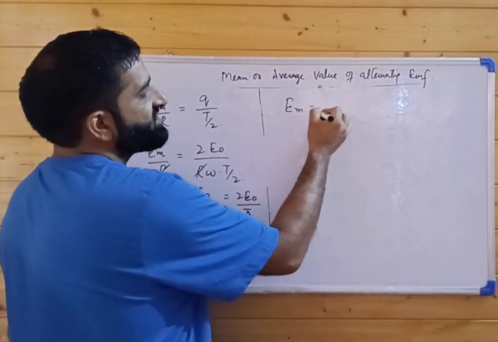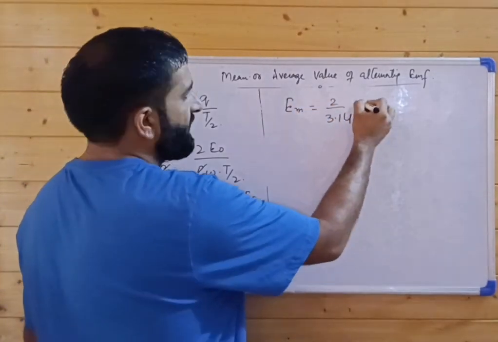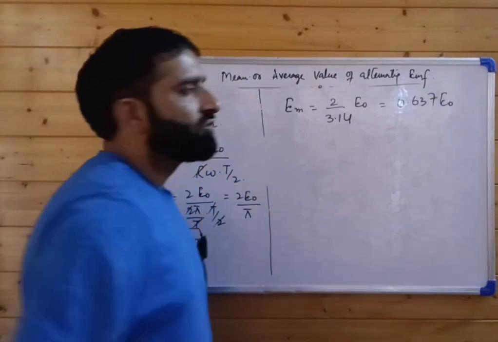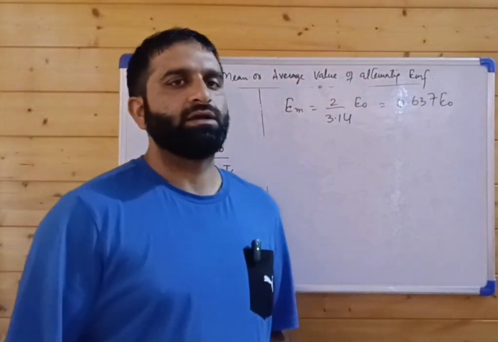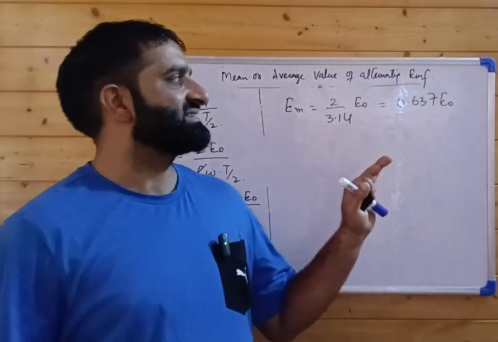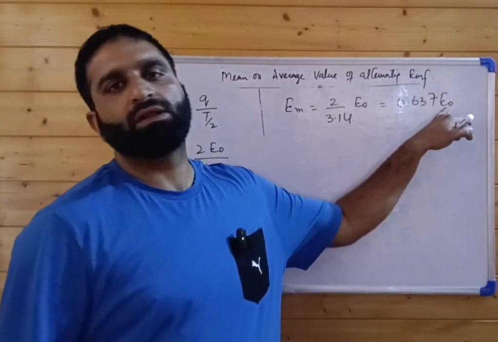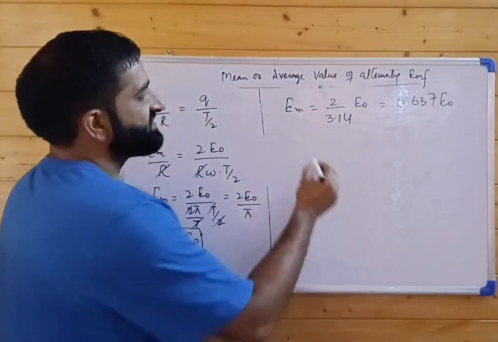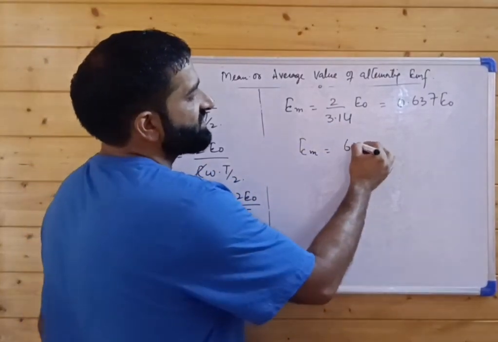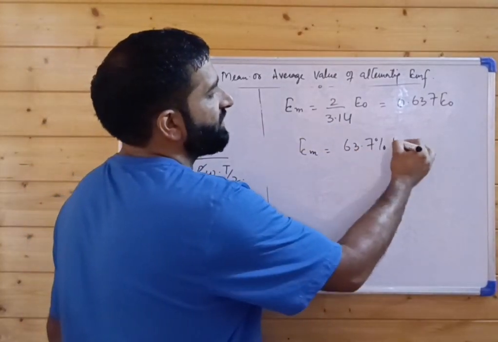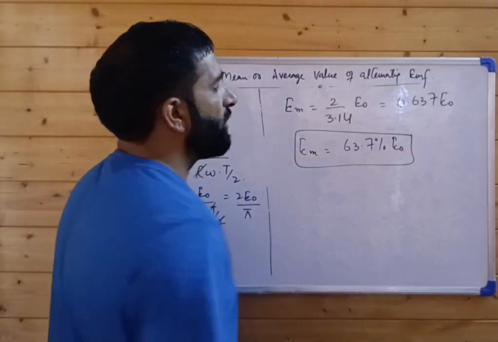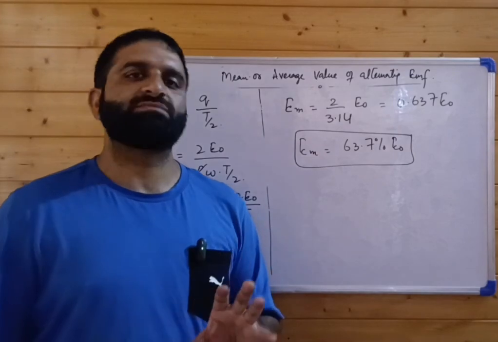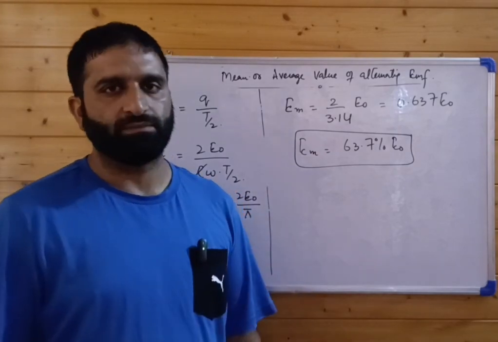So EM is equal to 2 by 3.14 into E0, that comes out to be 0.637 E0. So we define the mean or the average value of the alternating EMF as equal to 0.637 times the peak or the amplitude of the alternating EMF. Taking percentage wise, we can say that EM is equal to 63.7% of E0. So the mean or average value of the EMF is equal to 63.7% of the maximum value of the AC, that is also called the amplitude of the AC.